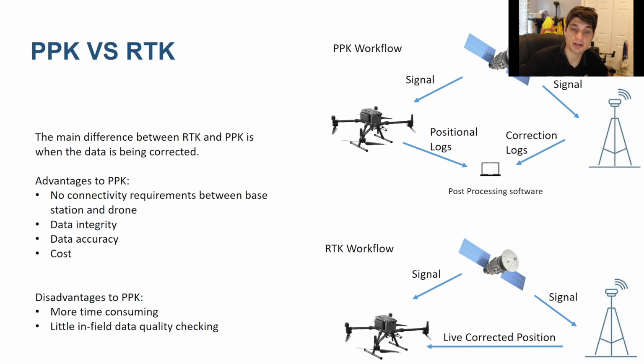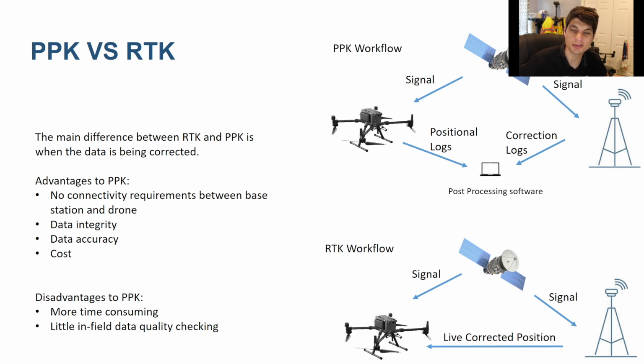Some of the disadvantages to PPK: it is more time consuming. You are needing to get in the corrections from the positional logs and have to do that in a post-processing software, where RTK, we're just assuming everything is good and rolling with those geotags.